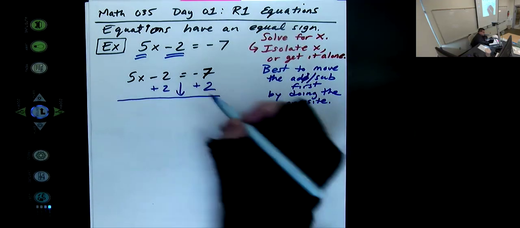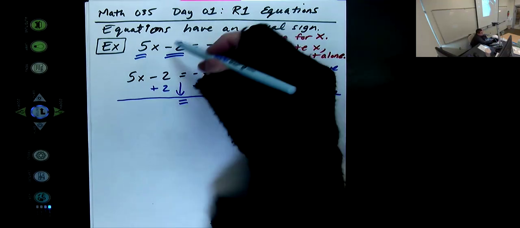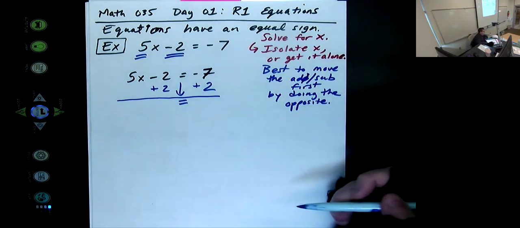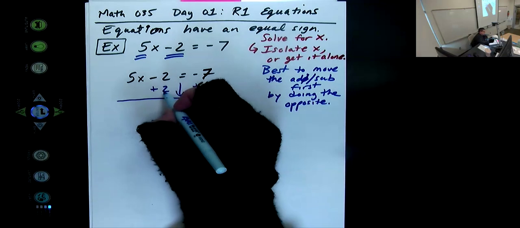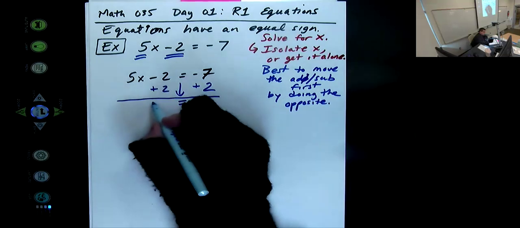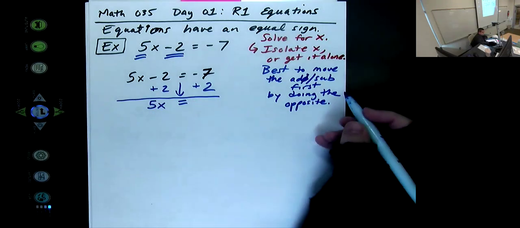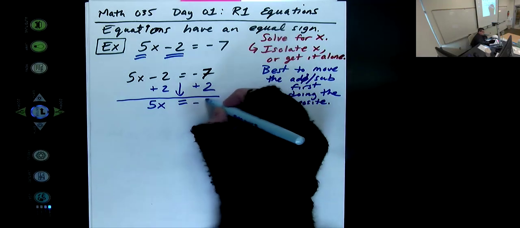You can draw a line underneath it, bring the equal sign down. Some people like to do a nice big vertical line. If that's your cup of tea, do whatever it is. I usually just do an arrow. Negative 2 plus 2 is 0. Those cancel out. Equal and opposite cancel out, which is why we do the opposite. So we're just left with 5x over here. Negative 7 plus 2 is negative 5.